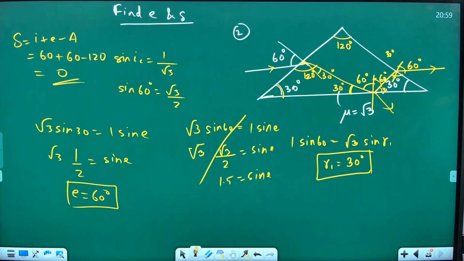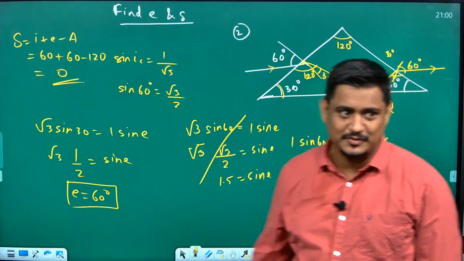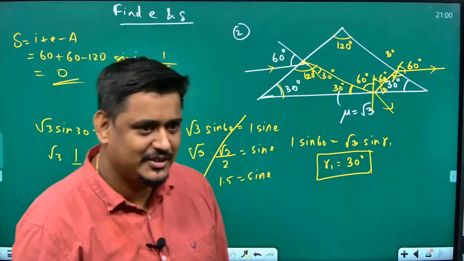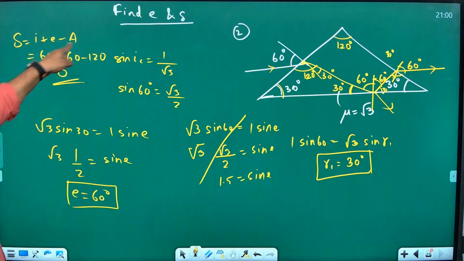You told E as 0, not delta as 0. Delta will be 0? Why? Delta is I plus E minus A. I minus A it will come if E is 0. You cannot say like that. E is 0, so delta is 0. R2 0, E 0, sir. R2?